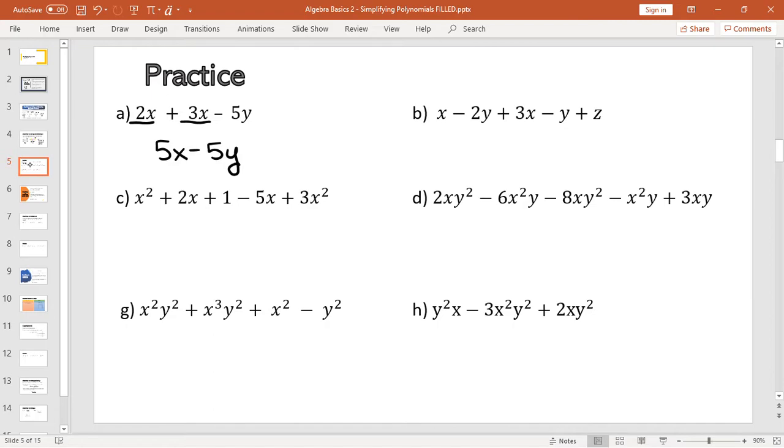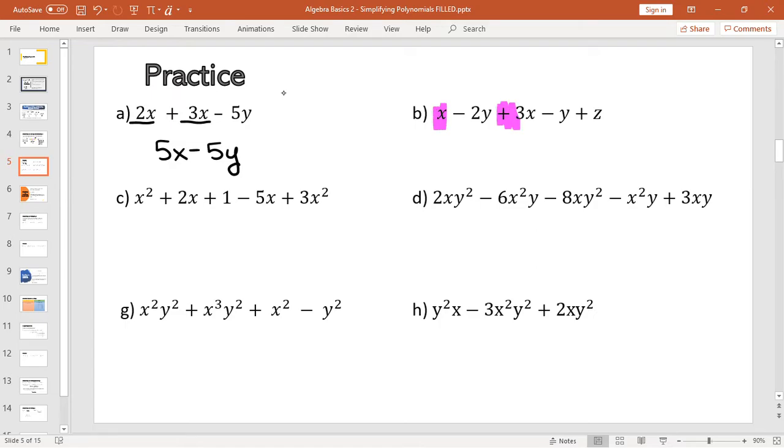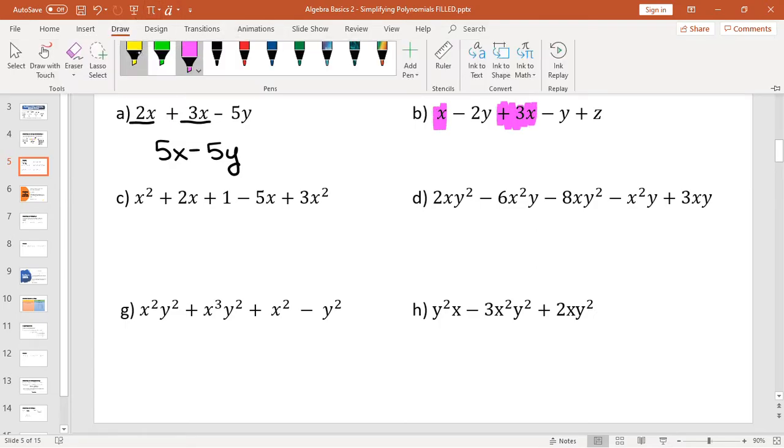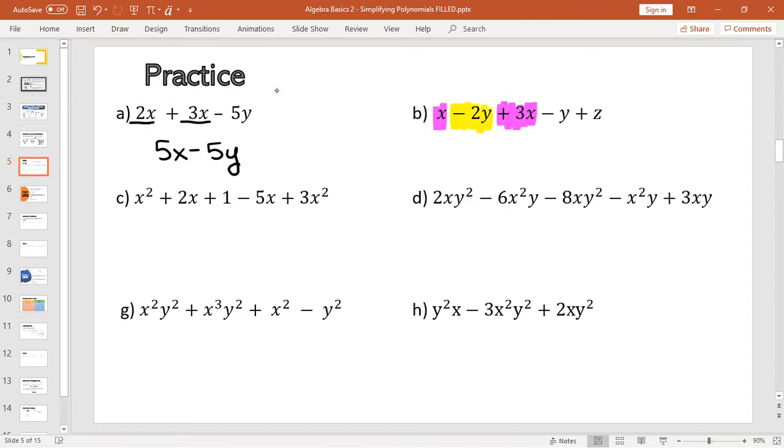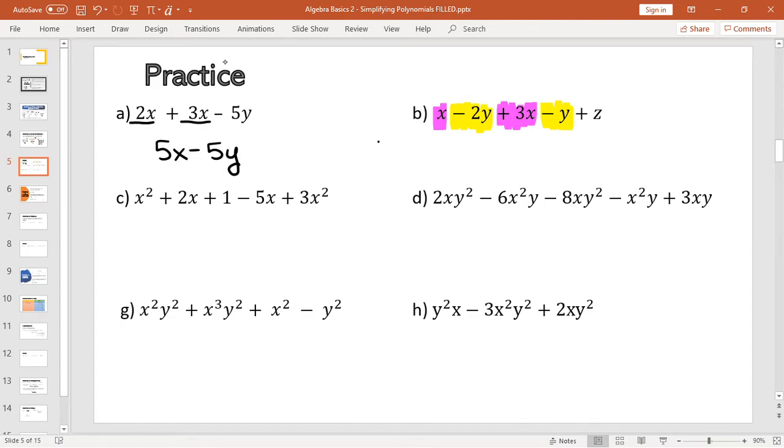Moving to B. I'm going to do the coloring for this one because I like the coloring. I have x's. Here's another x. And then I'm going to color the y's so that I have them separate. I'll drop this step in a second as we go faster. And I'm going to combine, and the z I didn't color, there's nothing for it to combine with. So I know I'm going to have plus z written down in this. So x is like a 1x plus 3. 1 plus 3 is 4. Don't change the variable. Negative 2, subtract another 1 is negative 3y. Good. And don't forget to write down the lonely z.